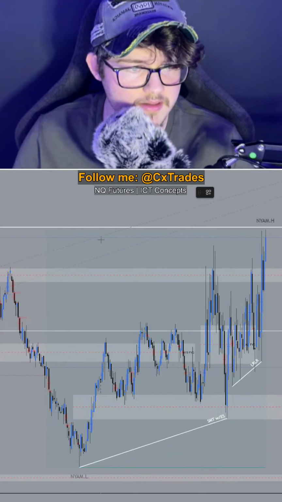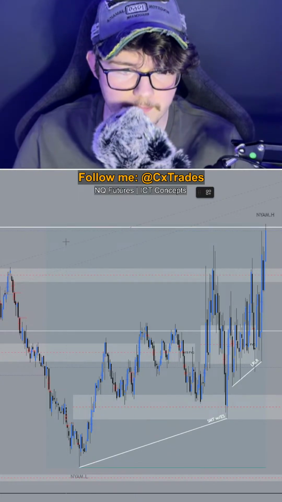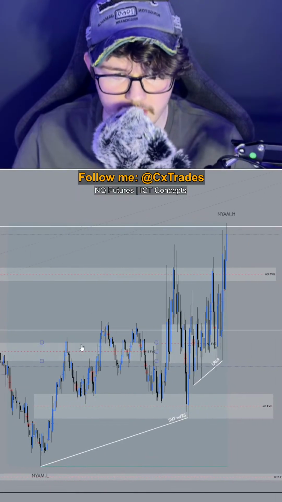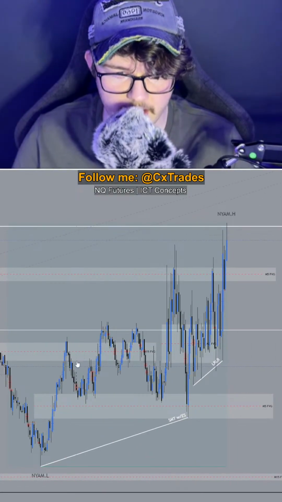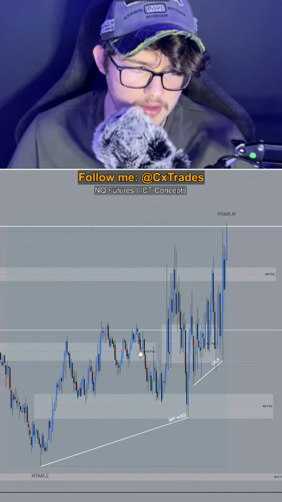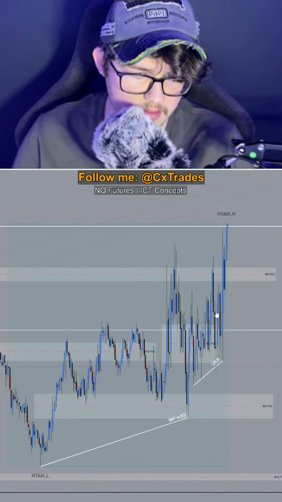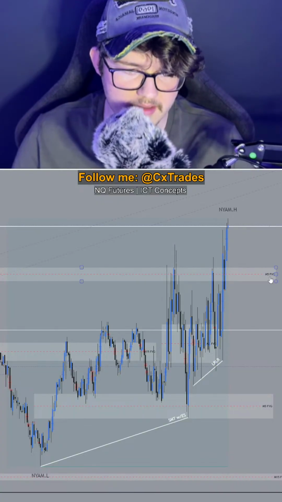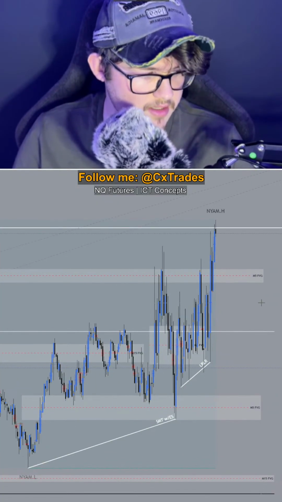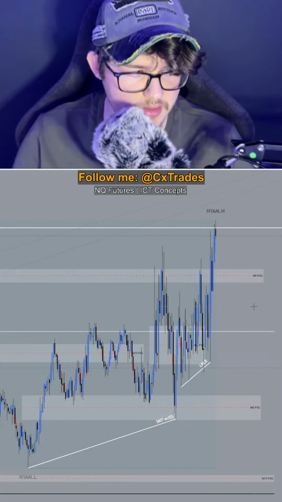SMT is invalid. So this bearish SMT was valid, the bullish one wasn't. But how are you supposed to know that when price is doing this? That's why you have to wait for one of the SMTs to be invalidated before you can make a decision.